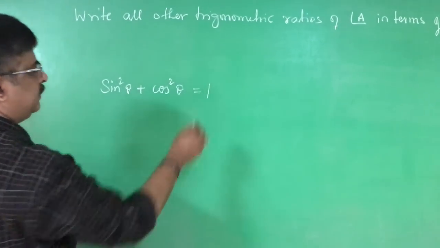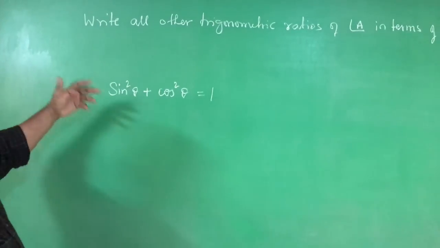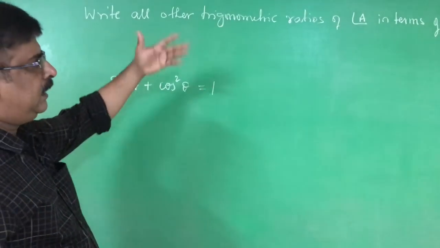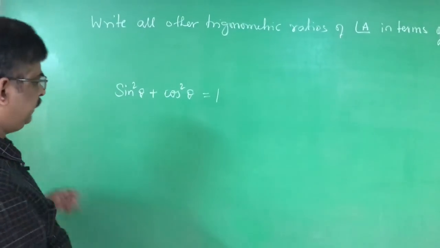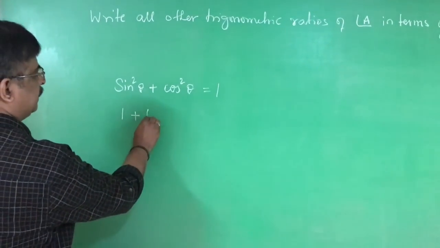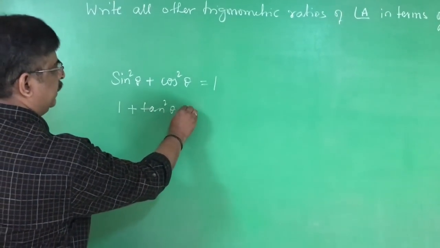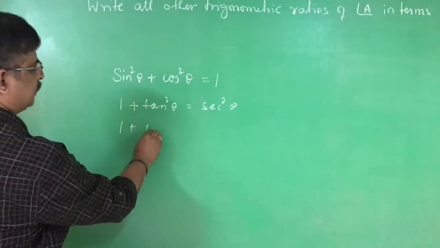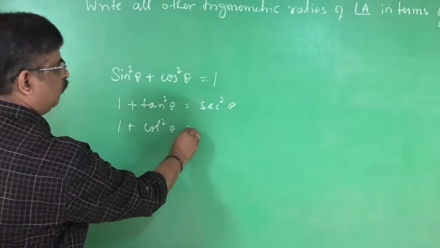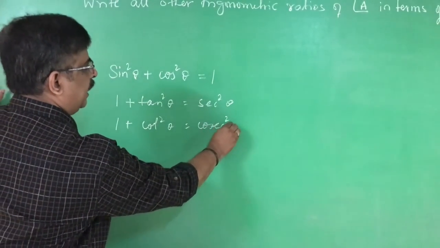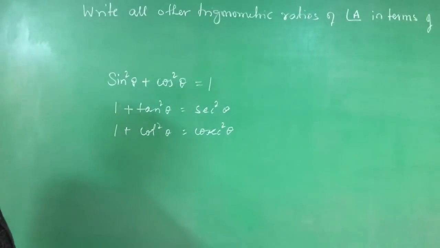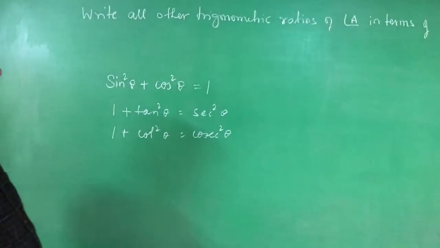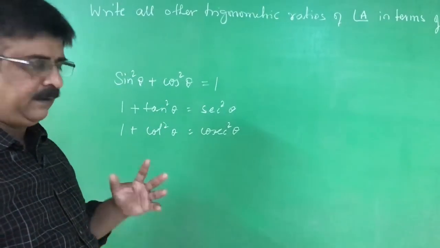Every time I write this, because once you are able to familiarize yourself with the identities, solving the problem becomes much easier. 1 plus tan square theta is equal to secant square theta. 1 plus cot square theta is equal to cosecant square theta. Now tell me, the first trigonometrical ratio we know is sin theta.